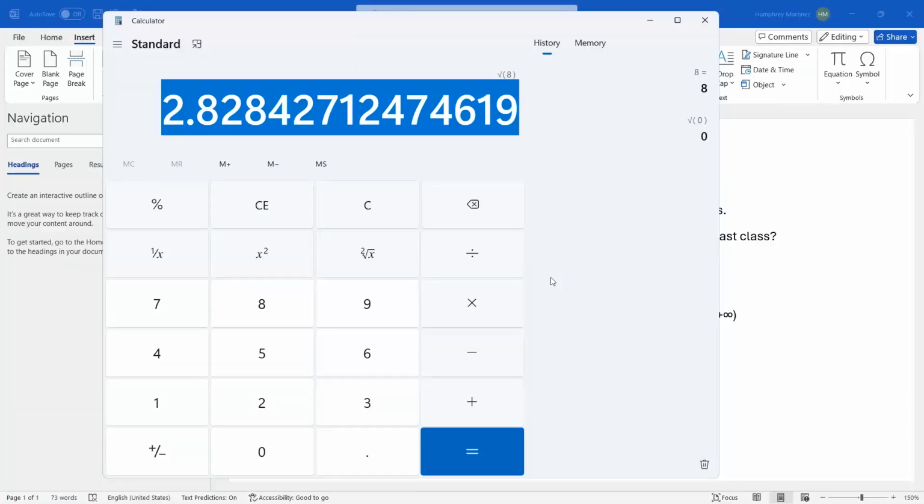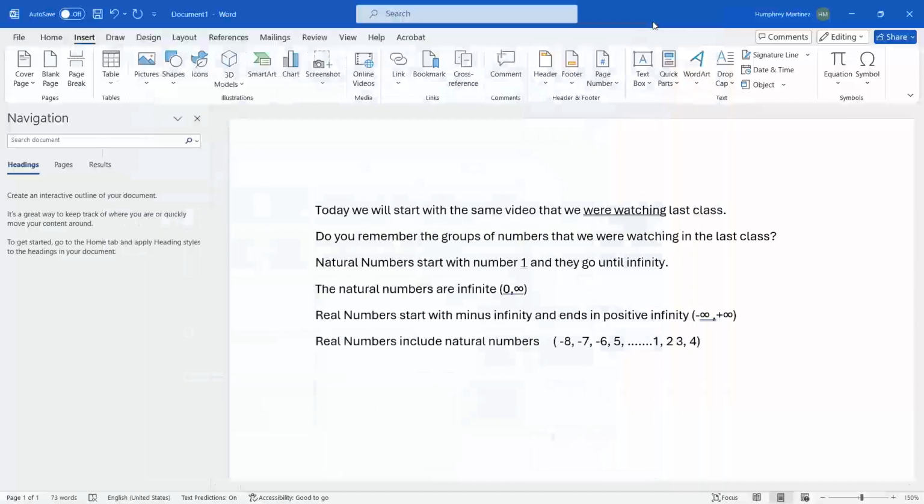Que si he visto una calculadora. No, if you can see the calculator, I'm using a calculator right now in the computer. Can you see the screen, a calculator or no? You cannot see it, I think. No, you don't see the calculator. The thing is, I opened the calculator and you cannot see it.